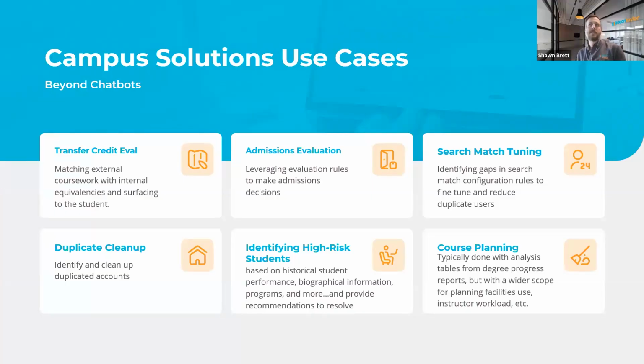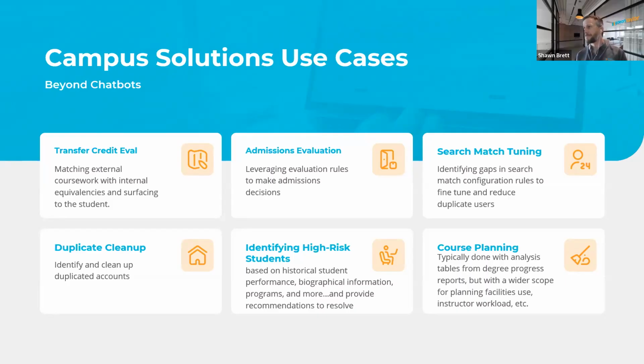So put on your thinking caps. Would love to hear what sorts of use cases you have thought about or have dreamt about as far as using AI in campus solutions. Some of the things that we came up with here: transfer credit evaluation, seeing how coursework that students have taken applies to the programs and plans that you offer at your institution. Admissions evaluation, you may have rules and all the delivered features that you're using to evaluate, or maybe you have a bunch of customizations in place where AI could possibly help you with that evaluation.